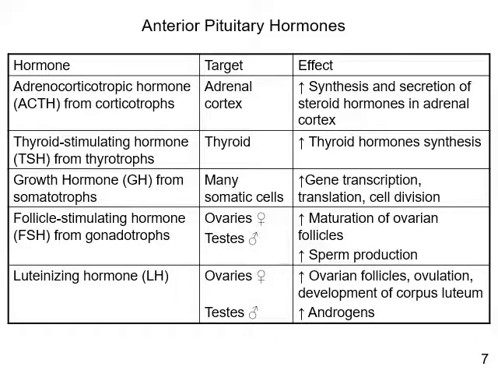Now let's talk about the functions of those anterior pituitary hormones. So the corticotrophs of the anterior pituitary release ACTH, which stands for adrenocorticotropic hormone. The hormone goes from the anterior pituitary into the systemic circulation, so the hormone goes everywhere in the body, but the adrenal cortex is the target. Those are the cells that express the ACTH receptor.